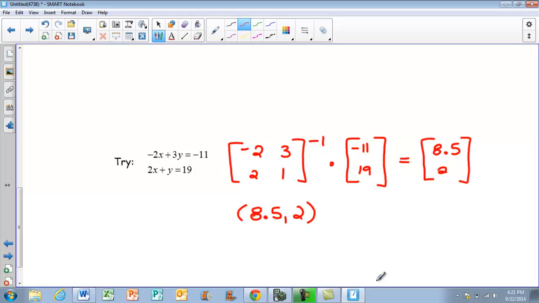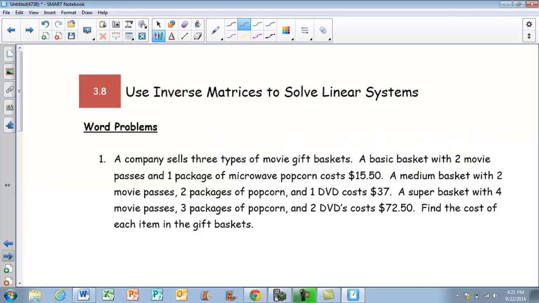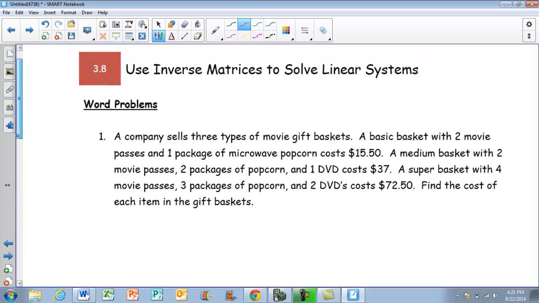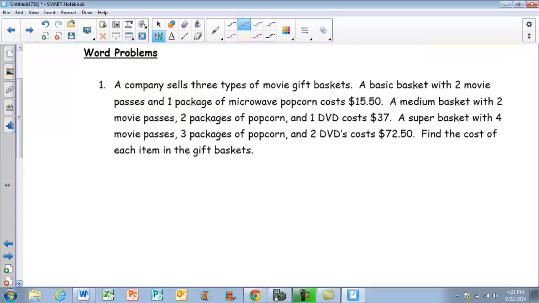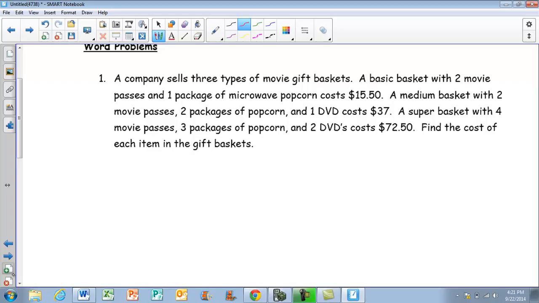All right, the next one, which I think will be something that you guys will be really excited about, is for our word problems with 3 variables. We can actually do the same thing. So if we read through here, we have 3 different things that we're looking at. It says a company sells 3 types of movie gift baskets. The basic basket with 2 movie passes, 1 package of microwave popcorn costs $15.50. The medium basket has 2 movie passes, 2 packages of popcorn, and 1 DVD for $37. And then the super basket has 4 movie passes, 3 packages of popcorn, and 2 DVDs for $72.50. We're going to find the cost of each item.